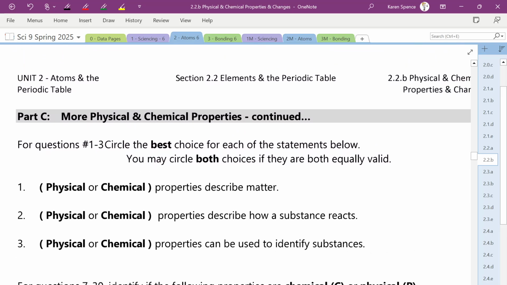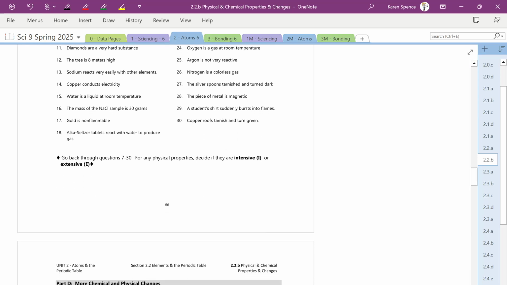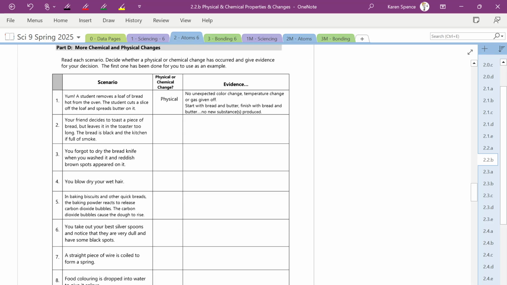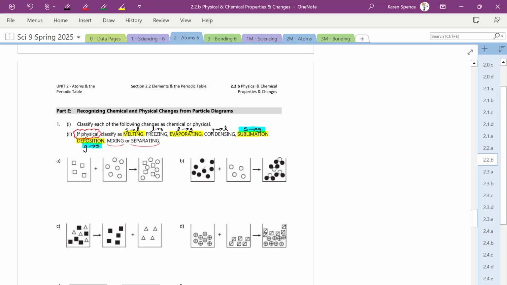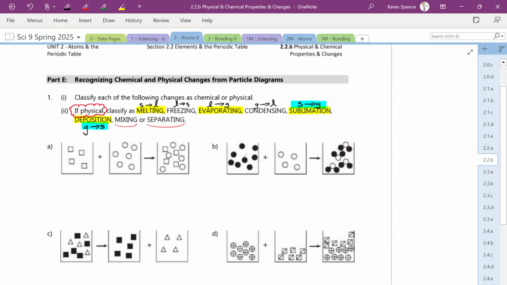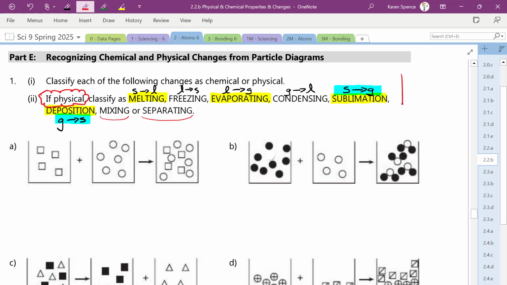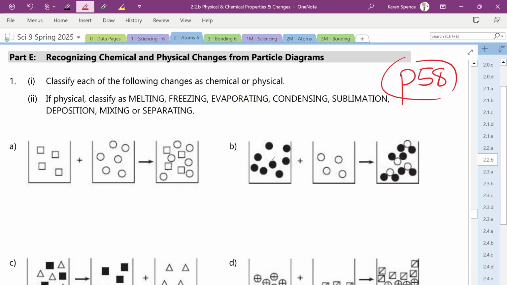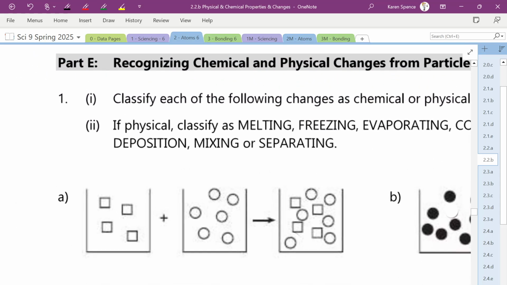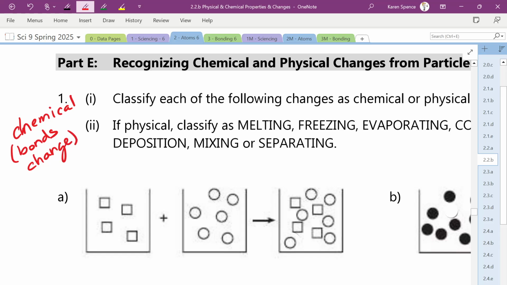So you get to go through now page 56 and 57. And then let's just take a quick look at page 58 because I want to go over this with you. This is page 58. So we are going to, on this page, classify each of the following as chemical or physical. Now, if it is chemical, remember, the bonds change. You get a new substance.